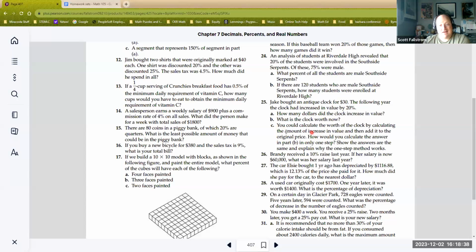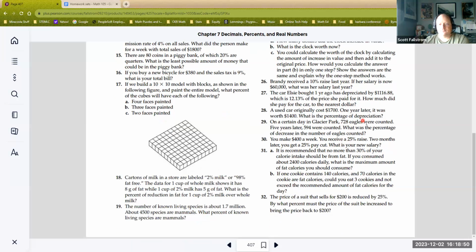Wow, look at this. They got that finally. After all that work they did in the book, they finally put it here in part C. How would you calculate the answer in just one step? Nudge, nudge, wink, wink. Hopefully you are picking up on what I'm laying down.